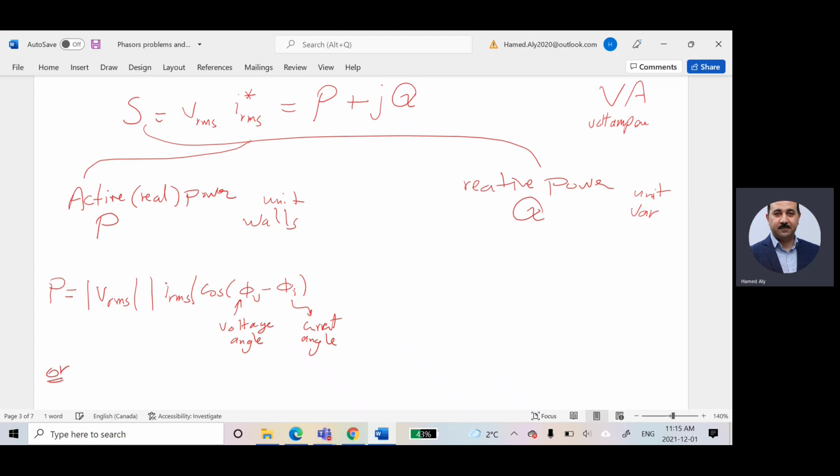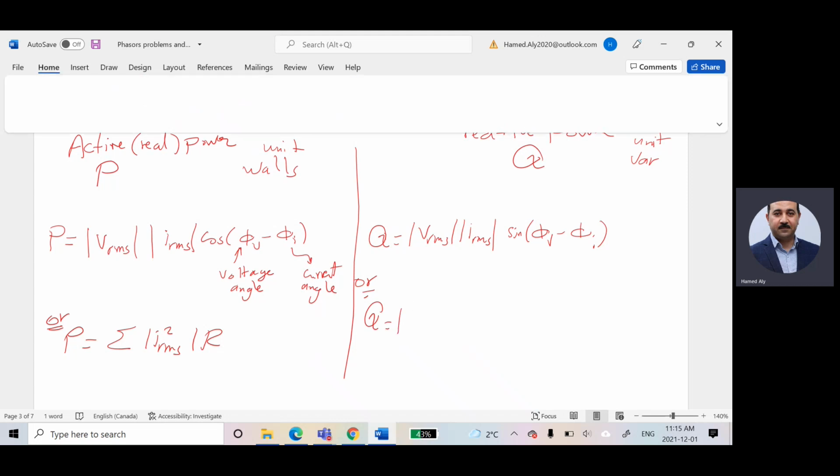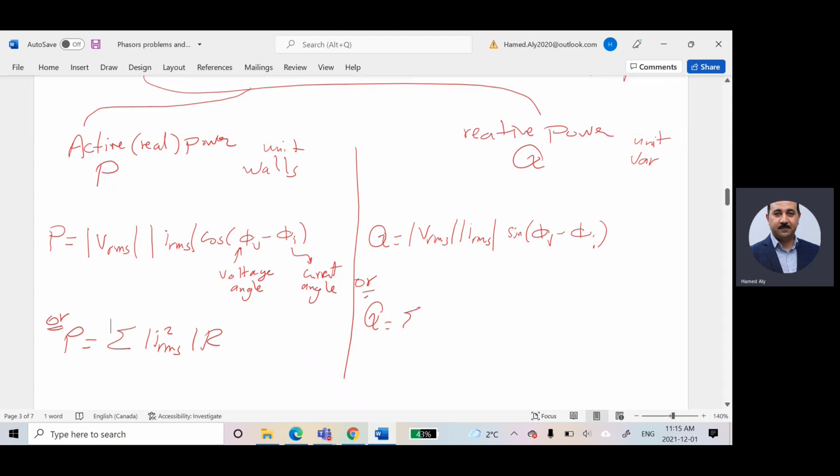Or you can say P is equal to summation of I RMS squared multiplied by R. But Q actually is equal to V RMS times I RMS multiplied by sine the angle of the voltage minus the angle of the current. Or you can say Q is equal to, generally speaking, summation of the magnitude of I RMS squared multiplied by X for the inductor, minus summation of I RMS squared multiplied by X for the capacitor.